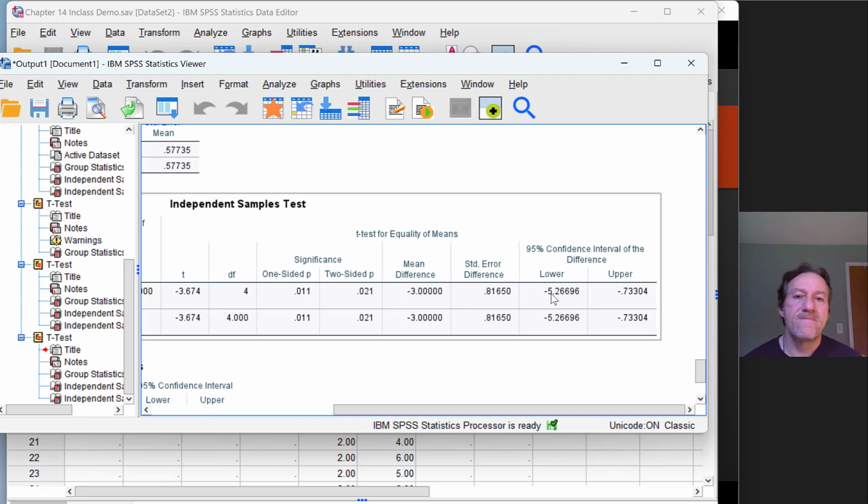And like I mentioned last time, see, these are both negatives. So it means it is way slanted this way. So yes, we did get a mean difference in our samples of -3, and we think with 95% certainty that if we just kept doing it over and over and over with different samples, that it would be somewhere between -5 and -0.7.